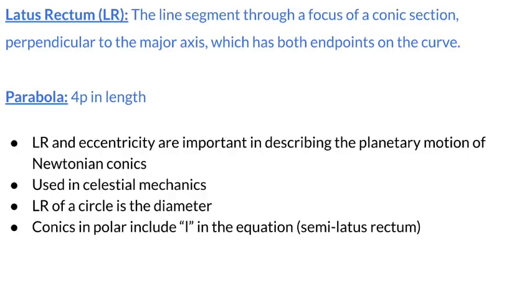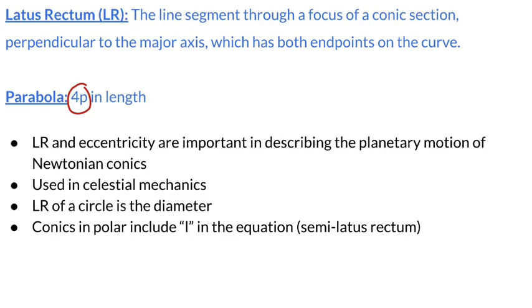What is the latus rectum? It's the line segment through a focus of a conic section, perpendicular to the major axis, which has both endpoints on the curve. In this case, specifically with the parabola, it goes through the focal point and runs parallel to the directrix. That is the latus rectum, that line segment. In a parabola, the length of the latus rectum is 4p in total. Remember, 2p to the left and 2p to the right of the focal point.